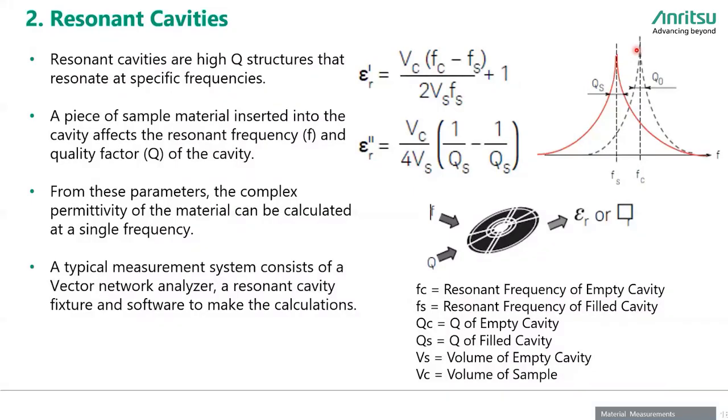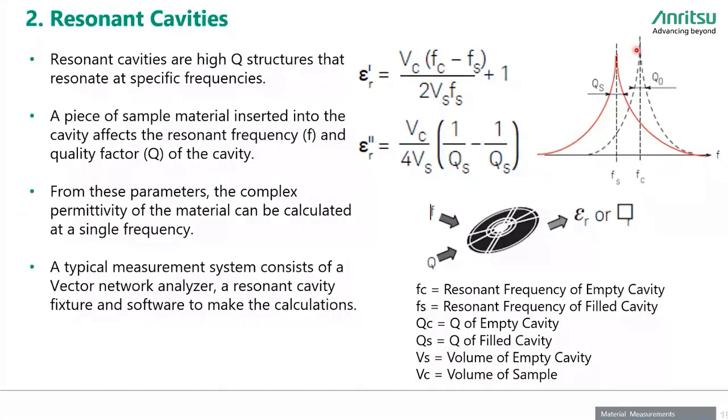Now the typical setup looks like a VNA, vector network analyzer, along with the resonance cavity fixture and the software that is doing the calculation. This software will note down the shift in the frequency and the quality factor, and based on that it will tell us the material property.